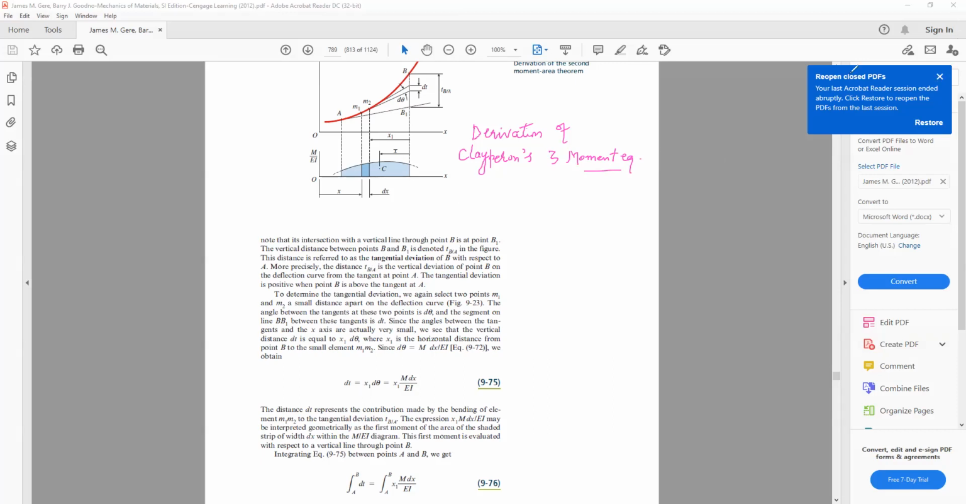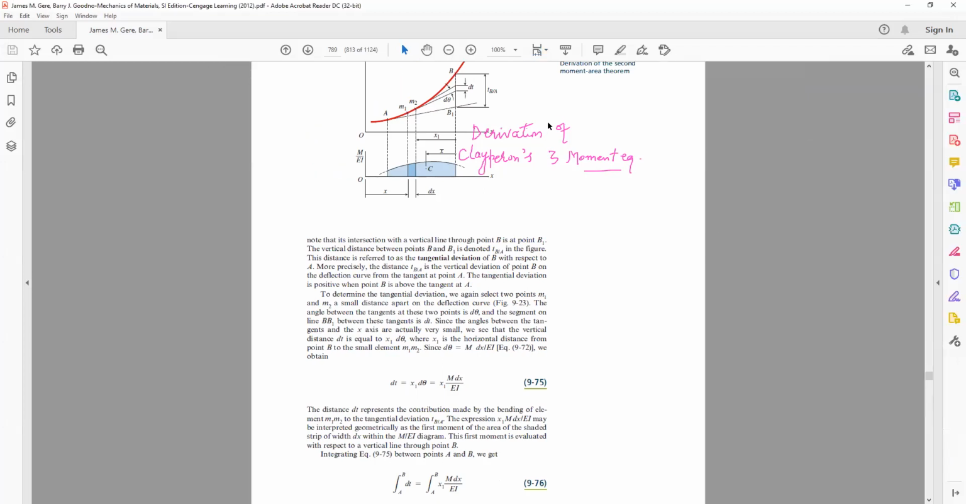Prior to that, recapitulating the basics is very important for us. So in the previous class, we were talking about the moment area theorem. And we certainly talked about the two moment area theorems, the first moment area theorem and the second moment area theorem. I would like to take all of you through a short tour of what we have done in the previous class. And then onwards, we can consolidate on the derivation of Clapeyron's three-moment equation.